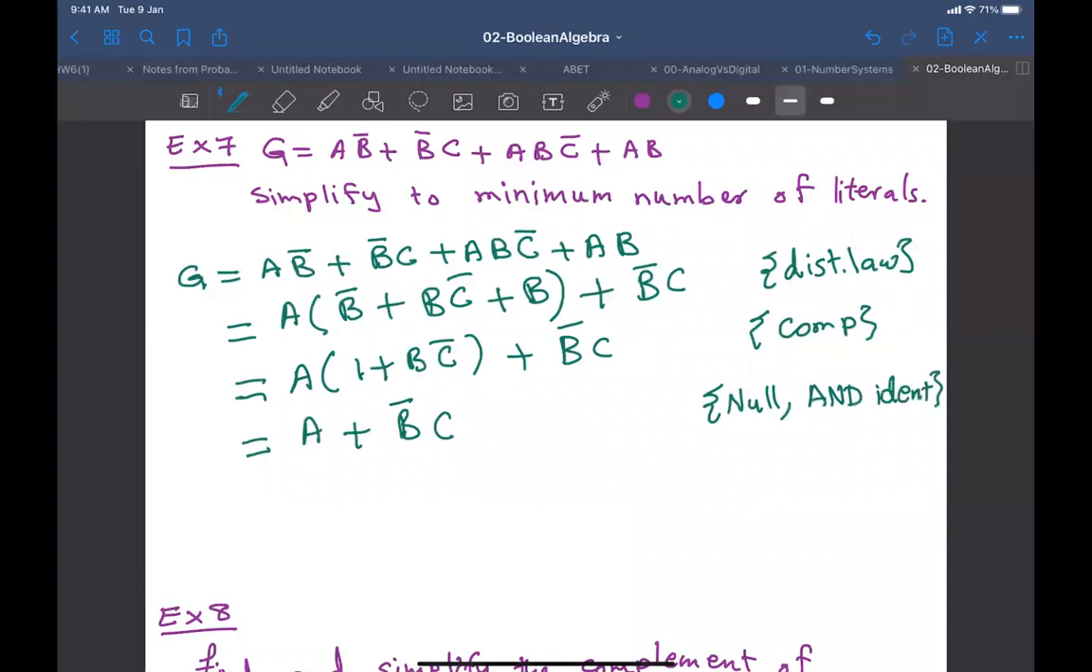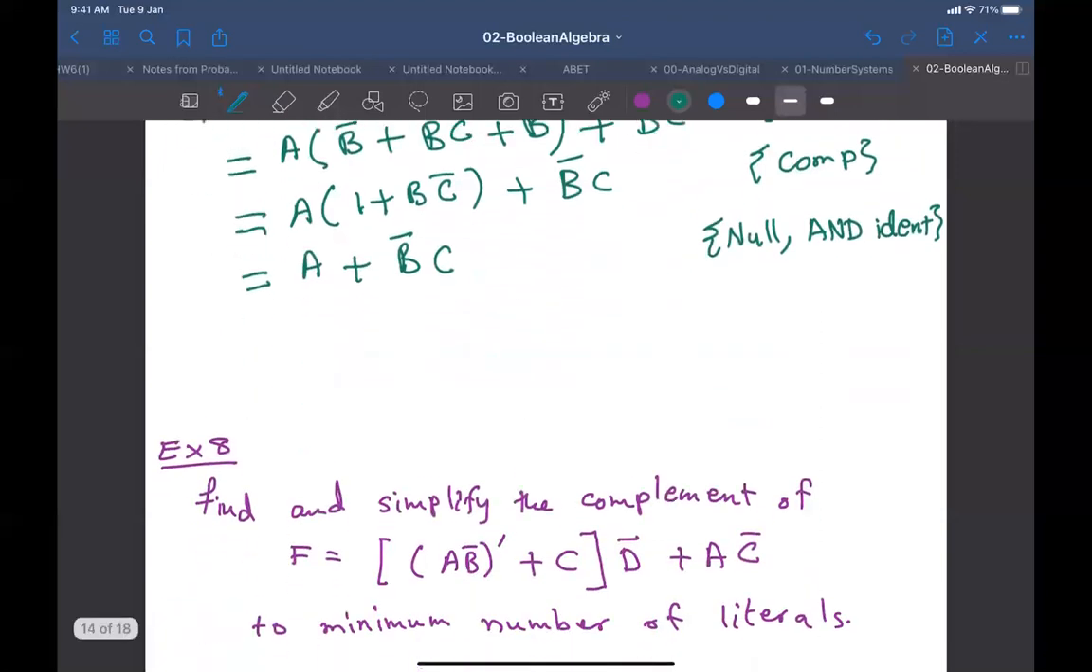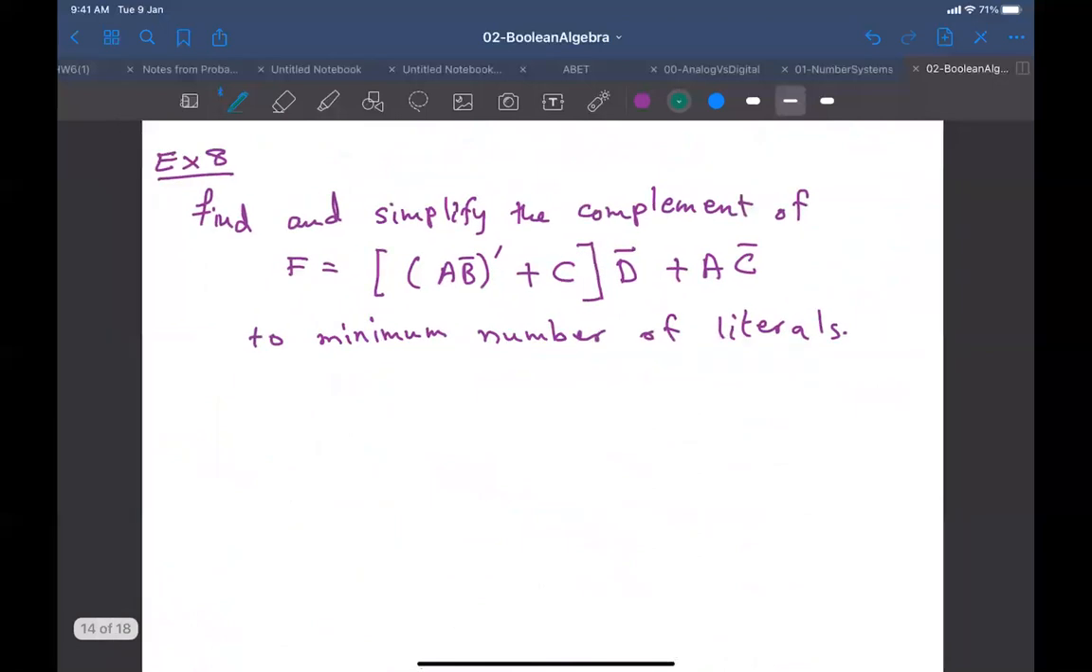All right. So this expression has been reduced from 10 literals. Is it 10 or 9? Nine literals to 3 literals. So this is the minimum it can get. By the way, there are other ways of doing this. If we have time, I will discuss that with you after we do this problem here.